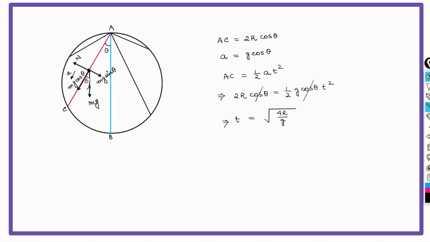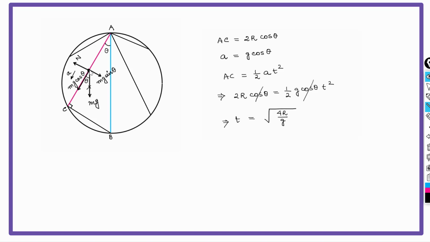I have taken any general chord AC, and this chord AB is the diameter. So you can easily calculate the length AB. If I join B to C, then this angle is 90 degrees. So ACB is a right angle triangle, and from geometry you can say that AC is equal to AB cos theta, which is 2R cos theta.